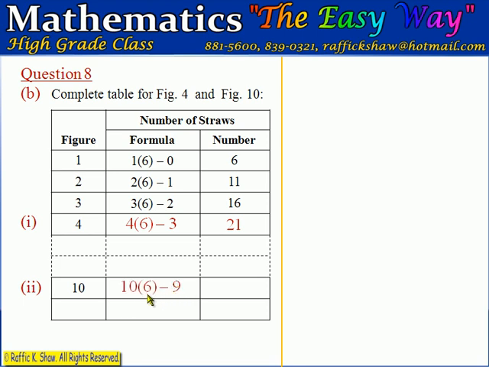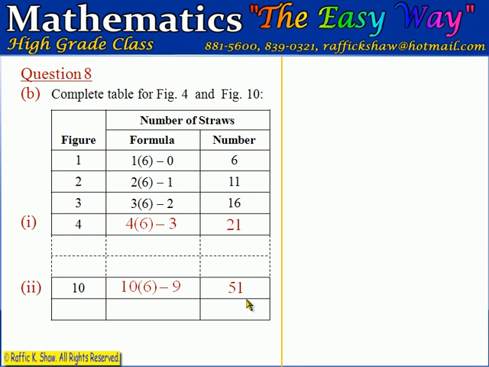10 multiplied by 6 is now 60. 60 minus 9 is 51. So the number of straws here is actually 51. And there we have completed the table for figure number 4 and for figure number 10. Now let's move to part C.